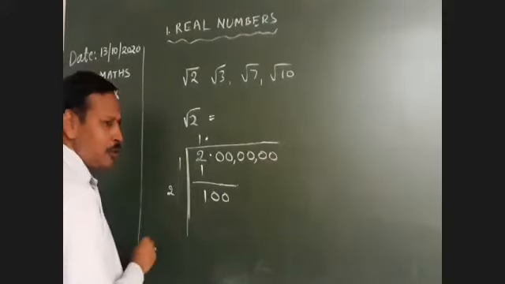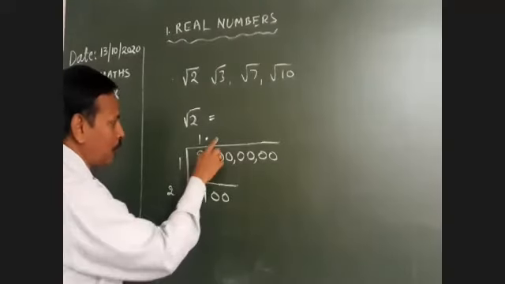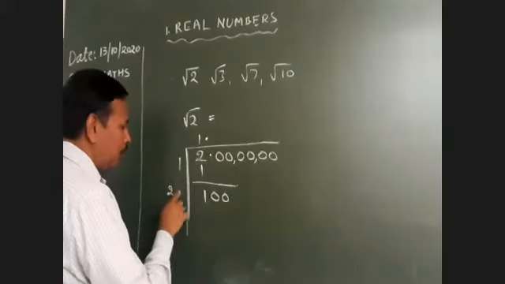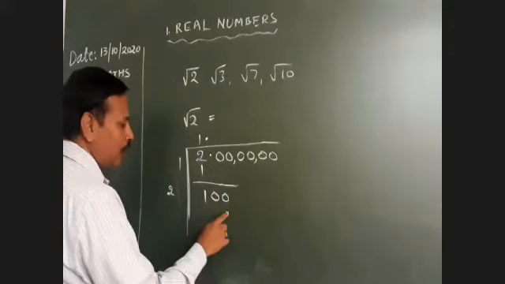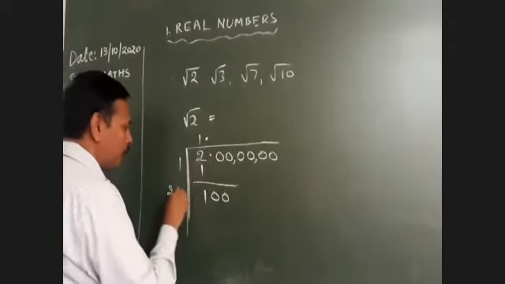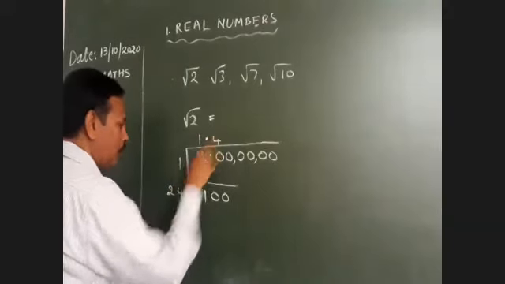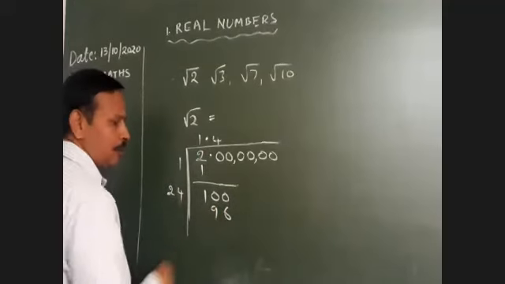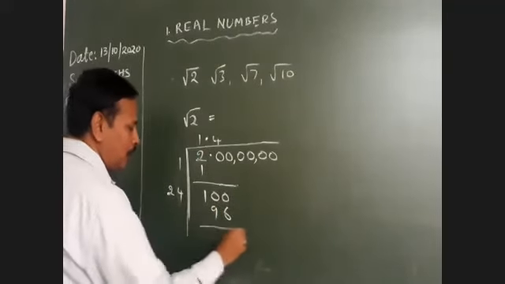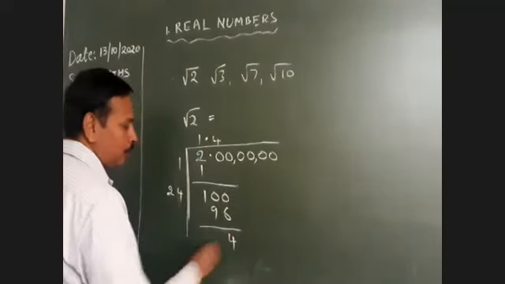Now check what goes. 22 times 2 is 44. 23 times 3 is 69. 24 times 4: suppose we take 4 here, and here also 4. 4 fours are 16, 4 twos are 8 plus 1 is 9, so 96. So 100 minus 96 becomes 4.